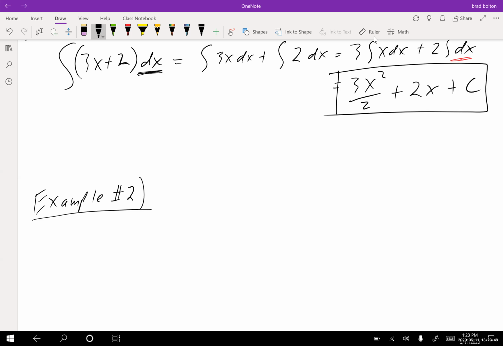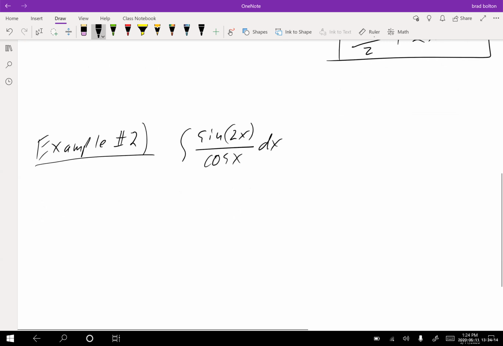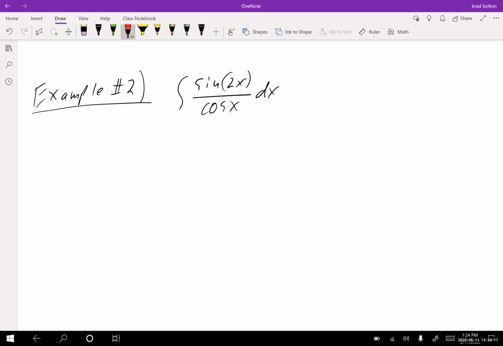Okay, so this one says, find the antiderivative of the integral of sine 2x all over cosine x dx. Now the thing is you guys should take this back to your old school trigonometry. You guys know all your trig. You know that the sine of 2x is equal to 2 sine x cosine x. So you have your double angle if you need it.